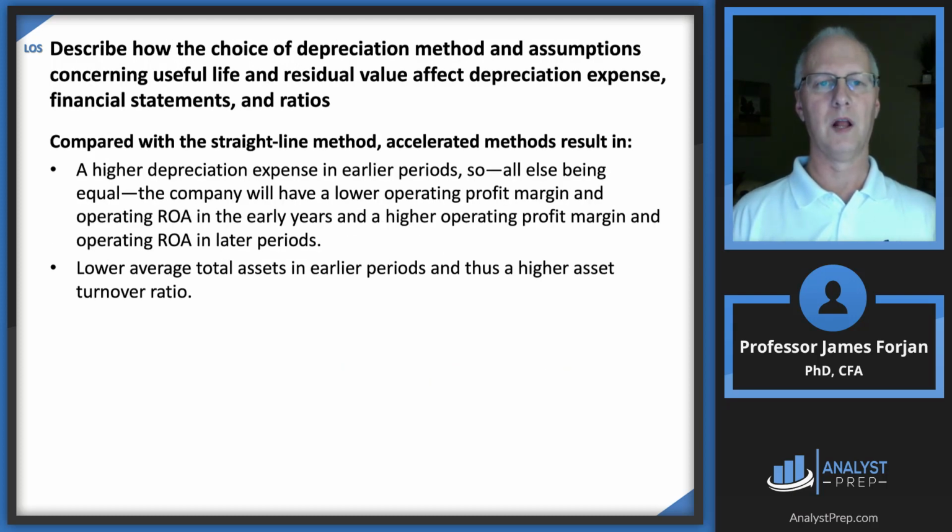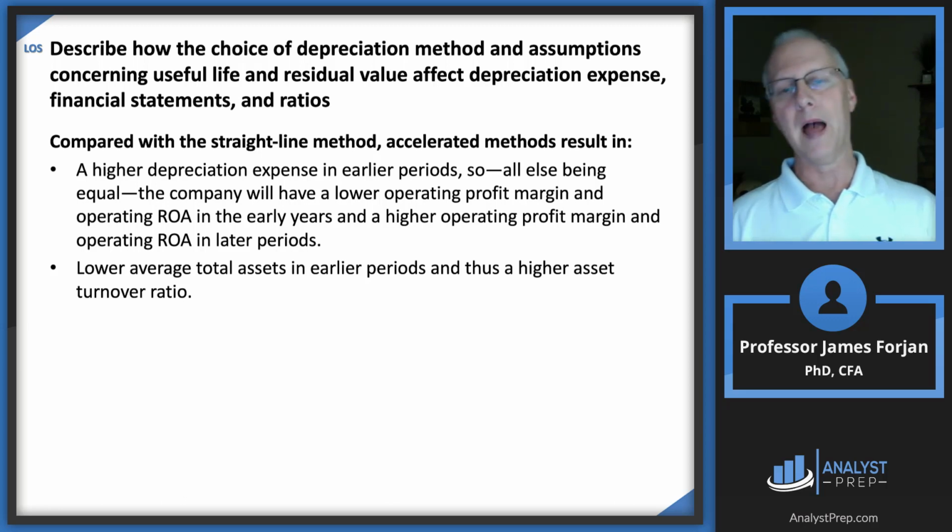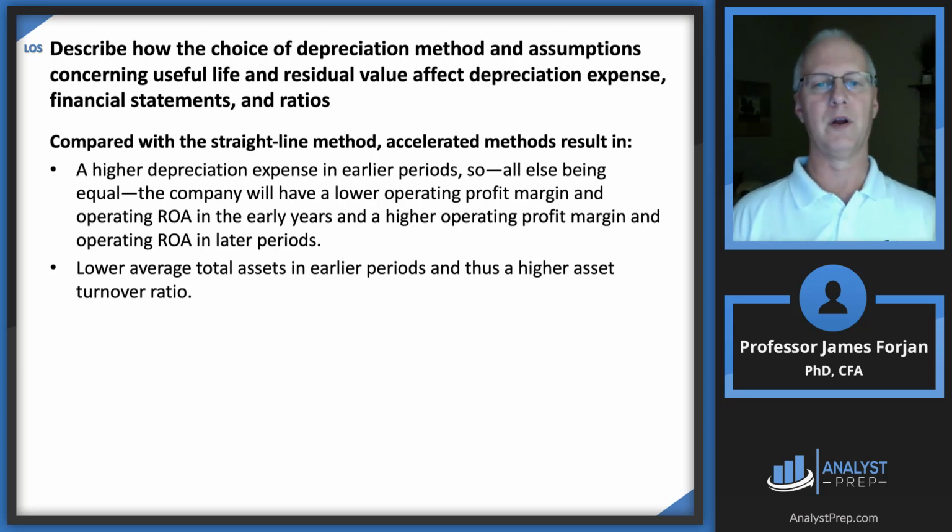All right, how about this LOS? The choice of depreciation method and assumptions concerning useful life and residual value. So how does that choice of any of those methods affect things like depreciation expense, financial statements, and ratios? Well, the accelerated methods are going to result in, of course, higher depreciation expenses in the earlier periods. We said that. What that means is that there will be lower operating profit margin and operating return on assets in the earlier years, but that will then be reversed in the later years.